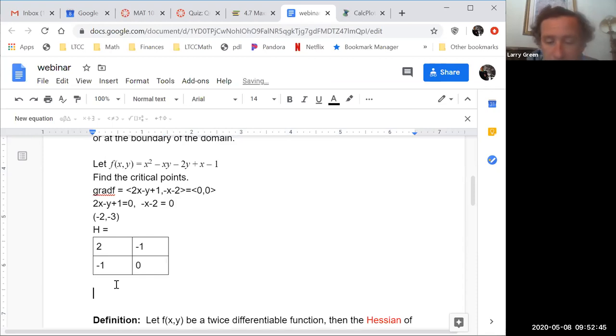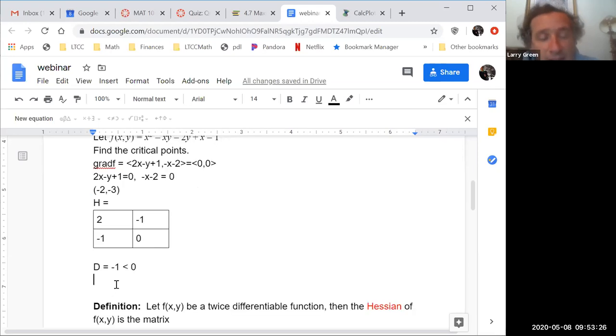So now we're ready to find our D. D is the determinant of this matrix. And what is the determinant of this matrix? It's a -1. Let's double check. It's 2 times 0 minus -1 times -1, which is -1. And what matters, the punchline for D, is that this is less than 0. Hopefully you all know that -1 is less than 0.